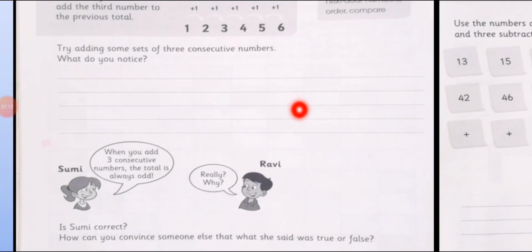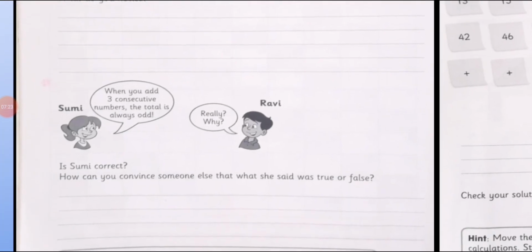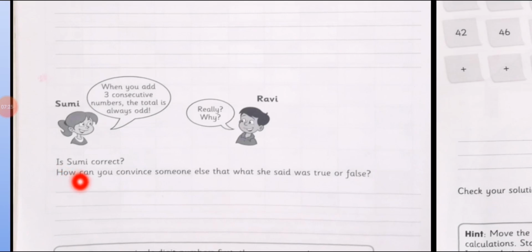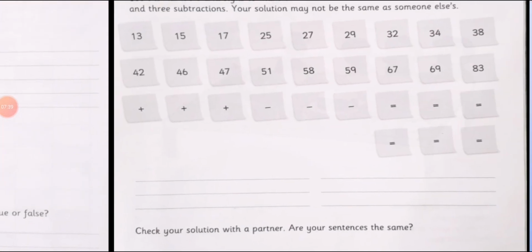After making 3 consecutive numbers, by adding them, we get the answer. We will check whether, when we add 3 consecutive numbers, we get odd or even. Is Sumi right or not? Is Sumi correct? How can you convince someone else that what she said was true or false? After solving our number sentences here, we can find out the justification for this part.